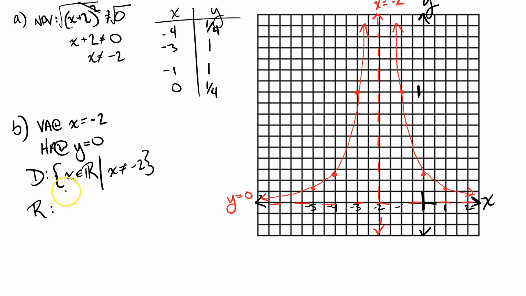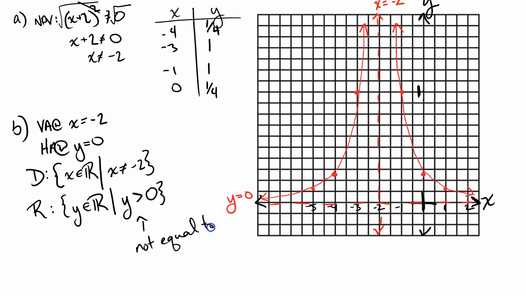Range is going to be a little bit different because it actually has some variation. It doesn't go negative at all. It doesn't pick up on the other side of that horizontal asymptote. So what I'm going to say is y can be absolutely anything. That's true, but y is always greater than 0. And it's not equal to 0 because of that horizontal asymptote. Okay, and so I varied this in comparison to my notation with asymptotes previously because it's not below.